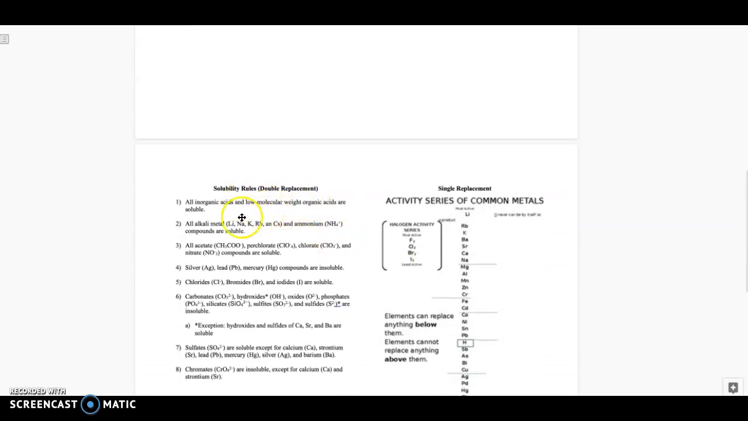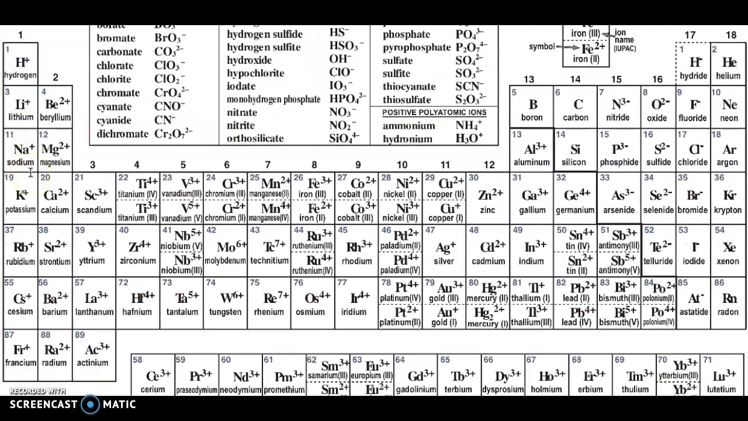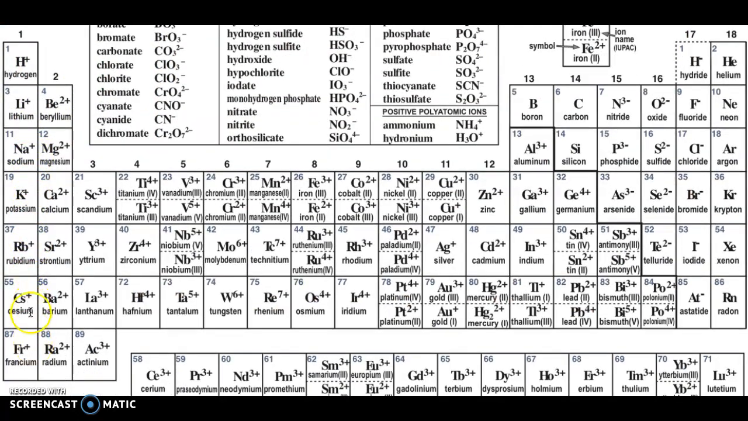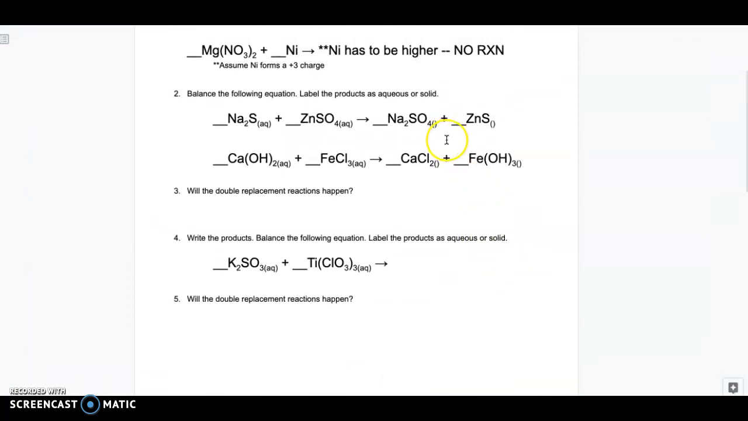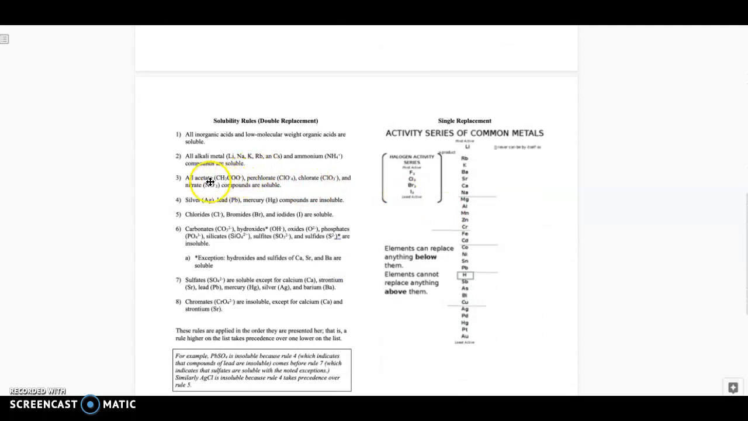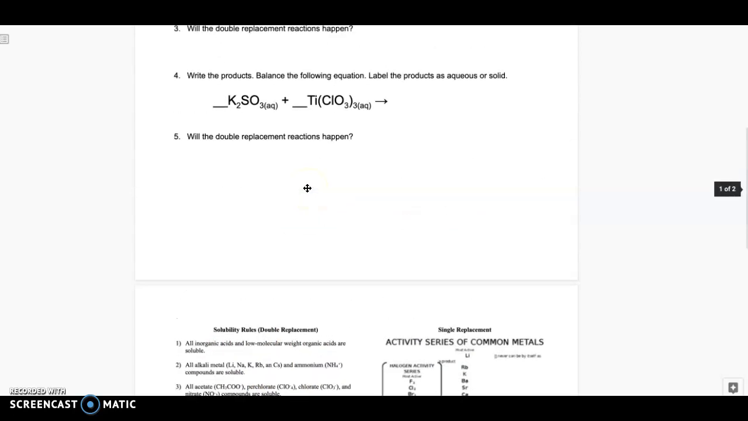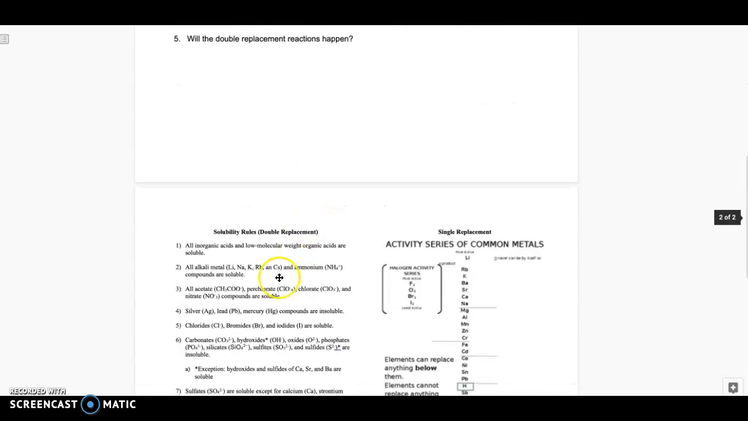All acids are soluble. Second one, all alkali metals. If I see anything from the first column on my periodic table, so that's H, Li, Na, K, Rb, Cs, Fr, those things are soluble, which means aqueous. So I actually have one right here with sodium, so that one's aqueous. Okay. Going down to my next rule, acetate, perchlorate, chlorate, or nitrate compounds are soluble. So I'm looking for ClOs and NO3s. I don't have any of those.